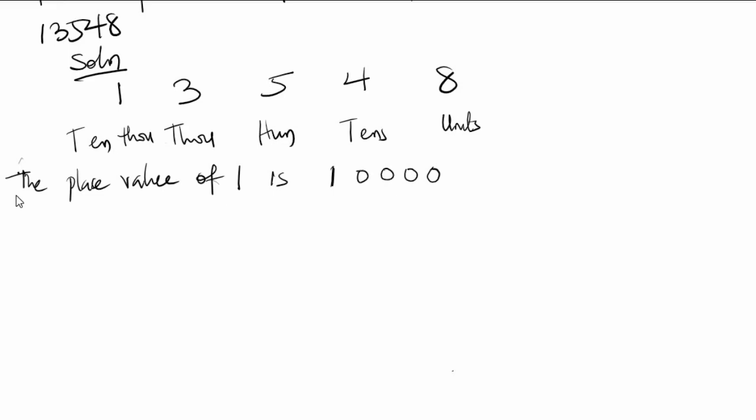What you do is you put down this 1, then every other figure after 1 you write as 0. When you write 1 down, you make every other number after it 0. So this is 1 here, 3 becomes 0, 5 becomes 0, 4 becomes 0, 8 becomes 0. So the place value of 1 is 10,000. Very simple.